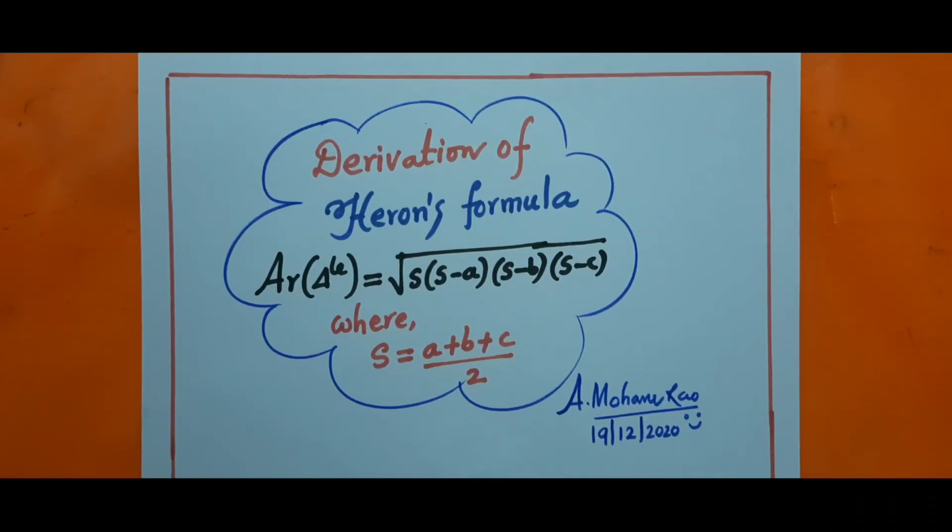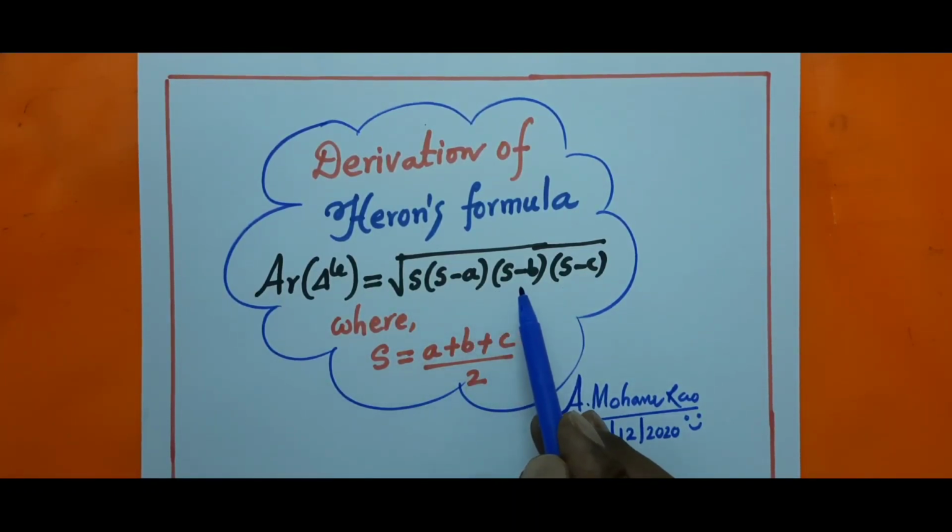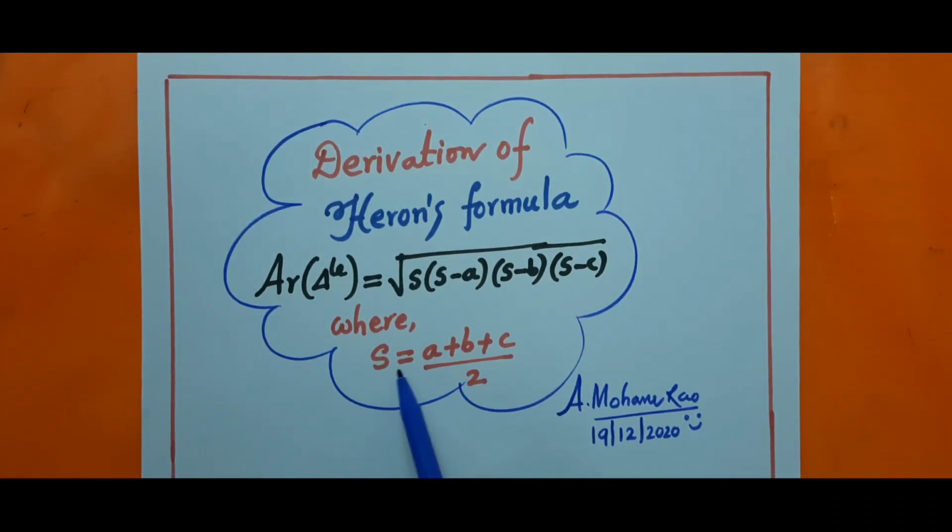In this video, we are going to discuss chapter 12, Heron's formula from 9th class. In this part 1 video, I am going to derive Heron's formula, which is: area of triangle is equal to root of s into s minus a into s minus b into s minus c, where s is equal to a plus b plus c by 2. a, b, c are nothing but the sides of the triangle. Let us start the video.